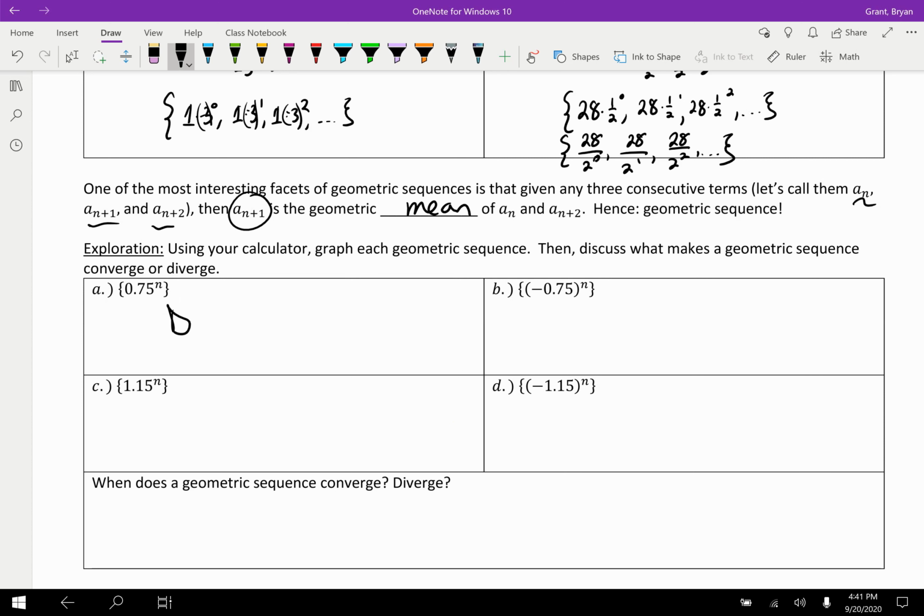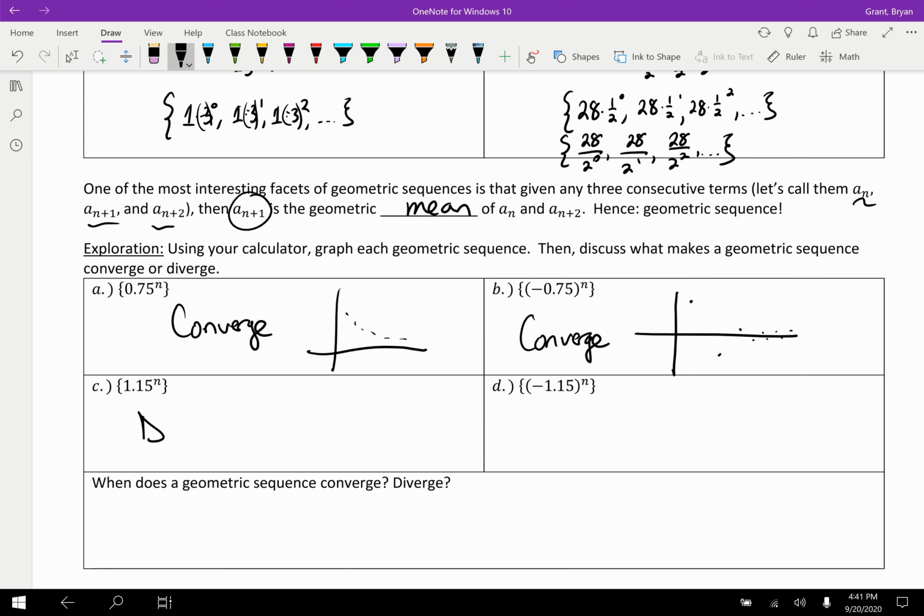Well, if you did things correctly, I think you should see that this first one should converge, right? It actually sits above the x-axis and drops down. The second one is also going to converge, though this one is that cool oscillating one where it starts high, then gets a little lower, and then it just bounces back and forth. And the last two are both going to diverge. This first one, because you're multiplying by a number bigger than 1, will increase without bound. And this last one will start small, but then will start to increase larger and larger and larger, and eventually increase without bound. So when does a geometric sequence converge or diverge?